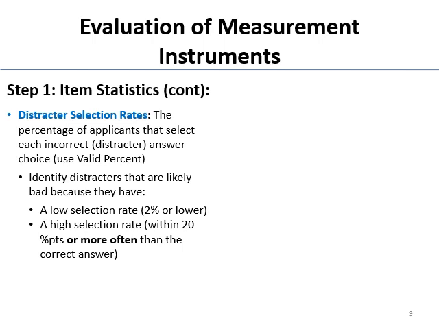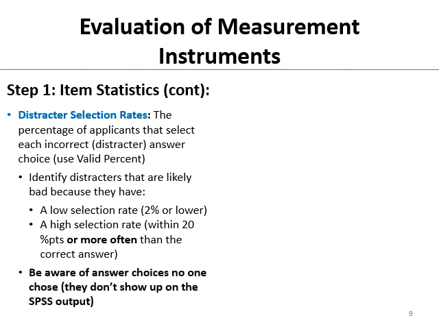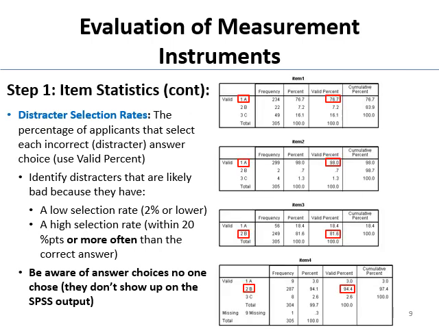That means you've got a serious problem. Why are so many people picking that supposed-to-be wrong answer? Usually it turns out it's not a wrong answer. So be aware that if no one picked an answer choice, it doesn't show up on the SPSS output. You do have to remember to fill it in when you write it up. So here are items 1 through 4 again.